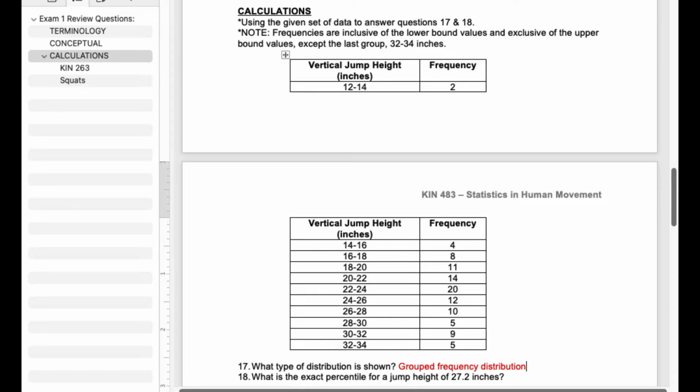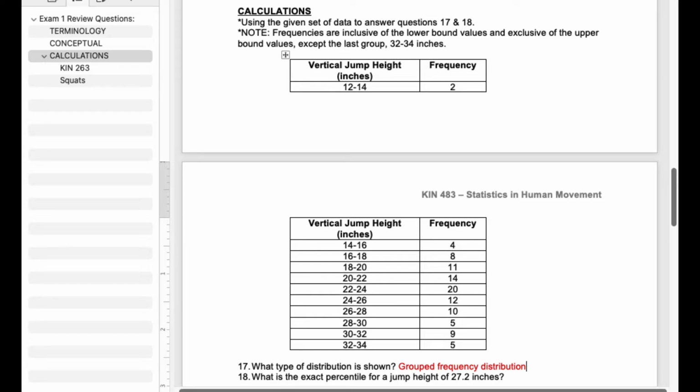If we had a distribution where we just had 12, 13, 14, 15, 16, all the way through 34, without any intervals greater than a unit of 1, then we would have a simple frequency distribution. Now, that's not to say that we could also have intervals less than 1, but when you just put whole numbers in a distribution and you're looking at the frequency of that whole number from a set of data, that would be a simple frequency distribution.